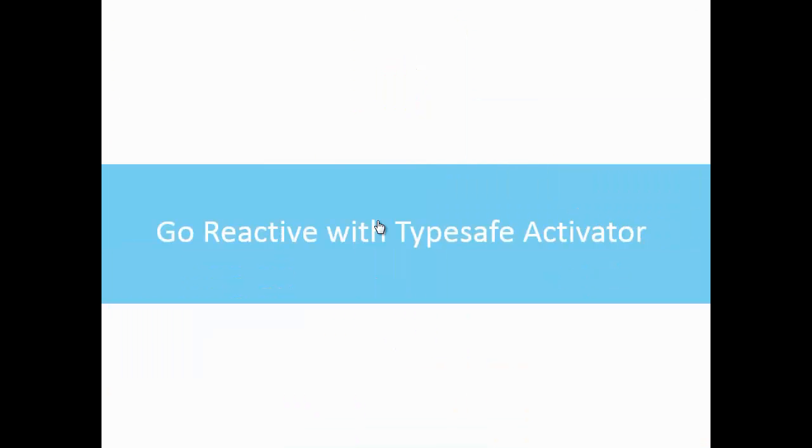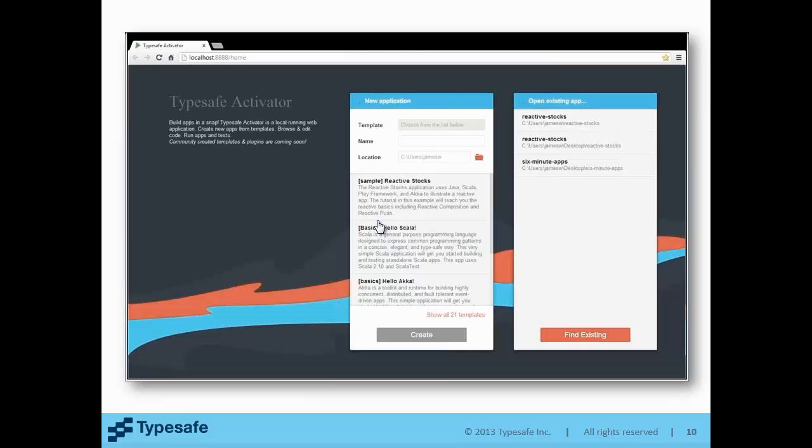So let me give a little bit more detail about Typesafe Activator. Typesafe Activator is a web-based application. It's a locally running web-based application. So you download it, run the web server locally, and then you can get started building applications. And we'll see that in a little bit. But in Activator, you can walk through the code. There's a tutorial for each of the template applications, and you can run the application, you can run the tests, all from a nice web UI.